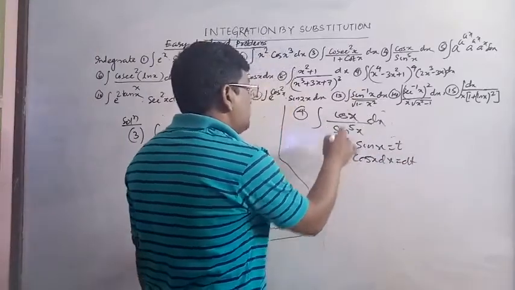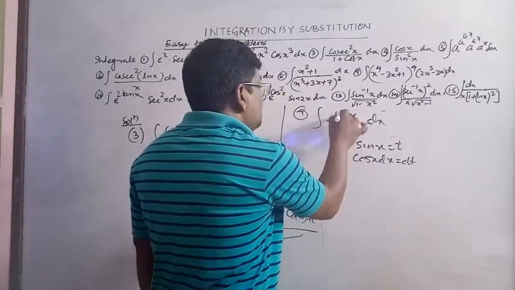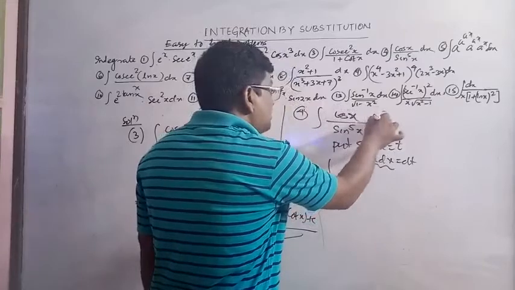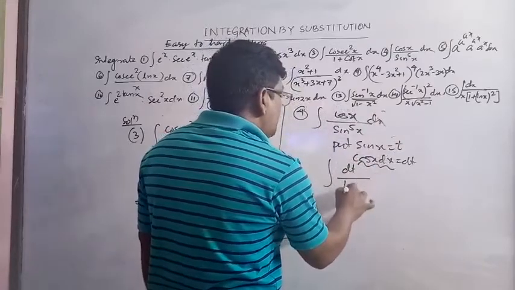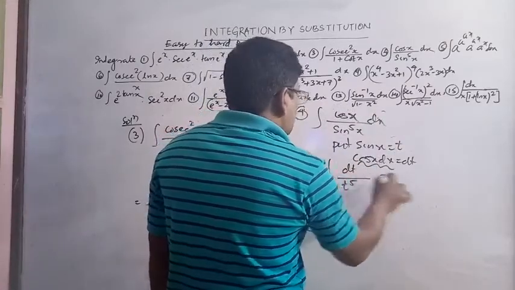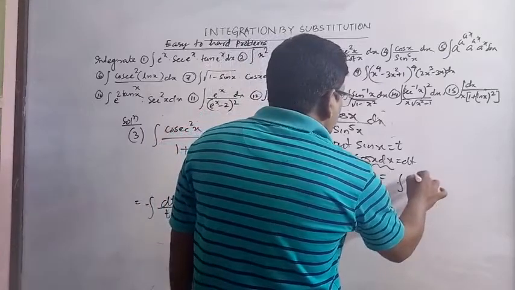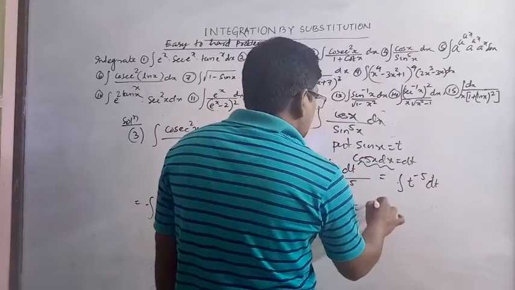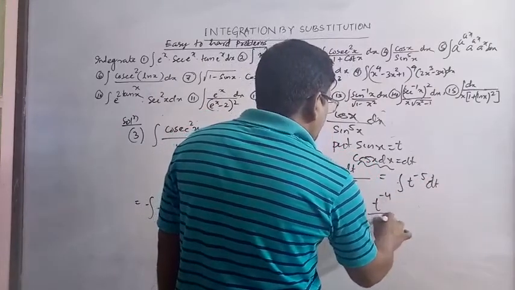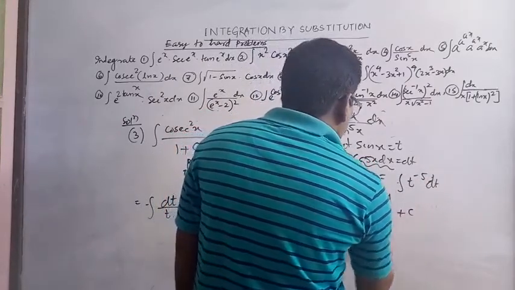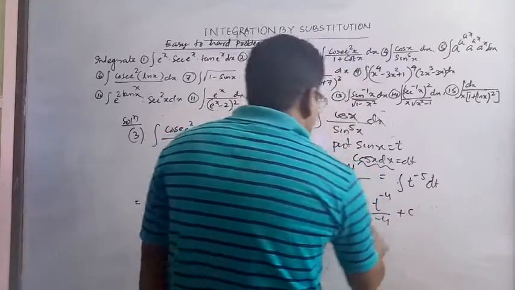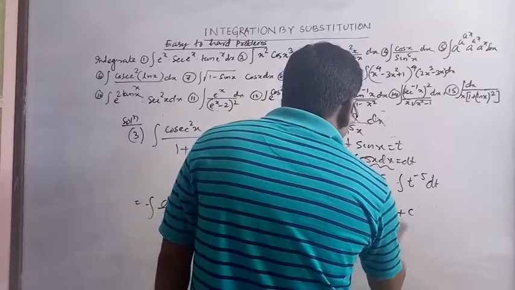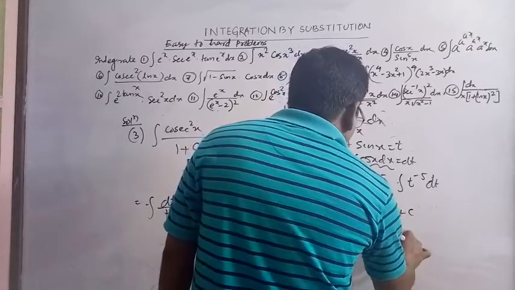So this will be what? Cos x dx is equal to dt. So integral of dt by t to the power 5. This is equal to t to the power minus 5 dt. So this is equal to t to the power minus 4 by minus 4 plus c. This is equal to minus 1 by 4 t to the 4 plus c.